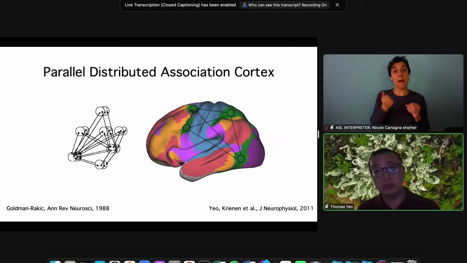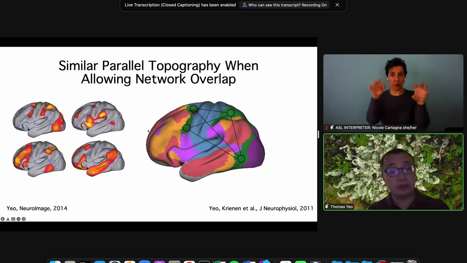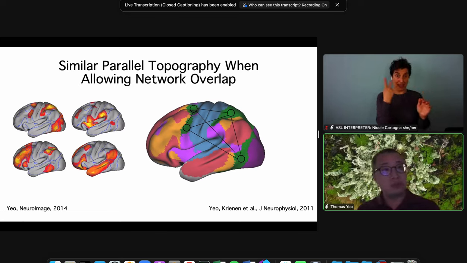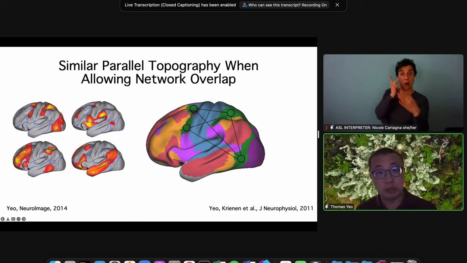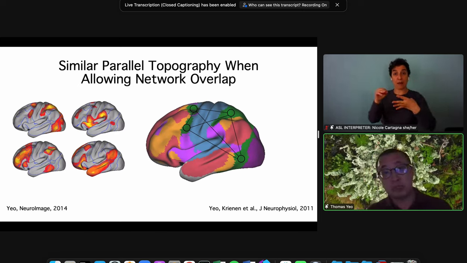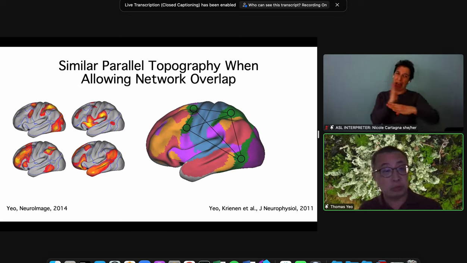Because we use a mixture model to perform the clustering, each brain location can only be assigned to a single cluster. So in the follow-up study, we use a hierarchical Bayesian model to estimate brain networks that can spatially overlap. We found quite similar networks and also still observe the parallel topography in the association cortex. In other words, the parallel topography is robust to the choice of algorithms. And so far, the results I've shown you are based on averaging across many participants. We know that simple averaging can blur out intricate network topography across subjects.